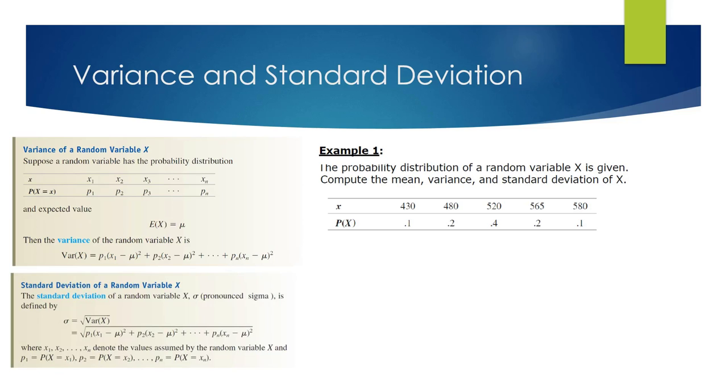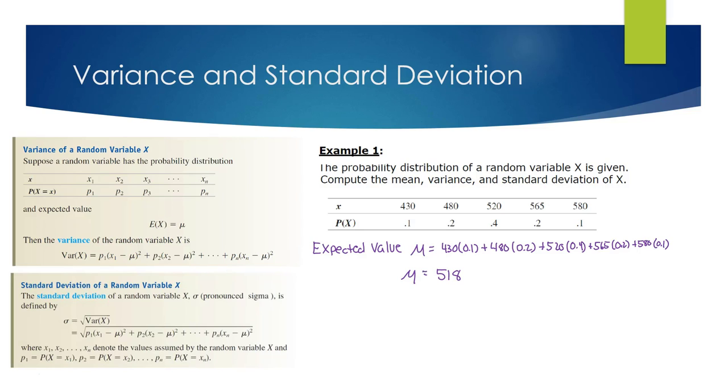So we have this probability distribution of a random variable, which is given, and you're asked to compute the mean, variance, standard deviation of x. So again, we have these scores and we have their probabilities. So the expected value, or mean, is just going to be me taking each one of those scores and multiplying it to its probability and then adding them together. And so the mean for this is 518.